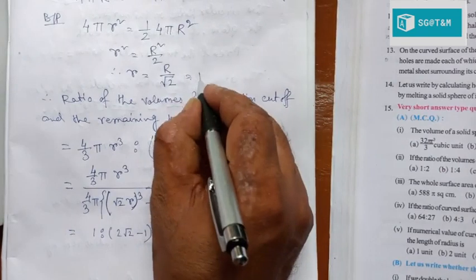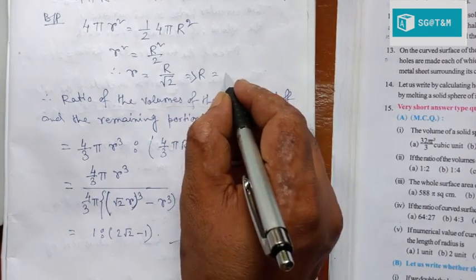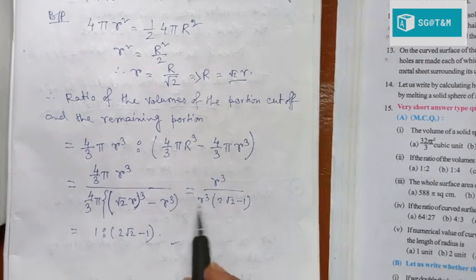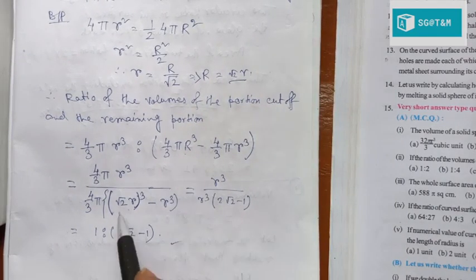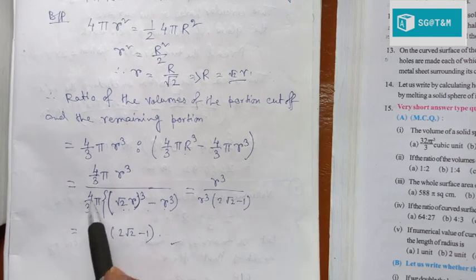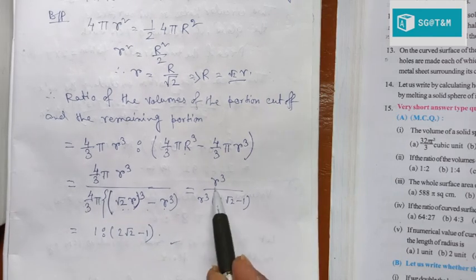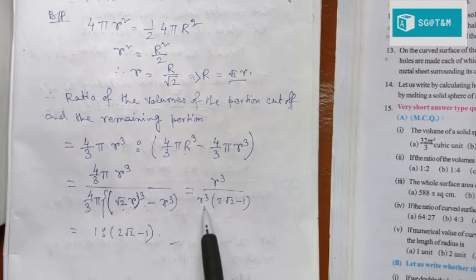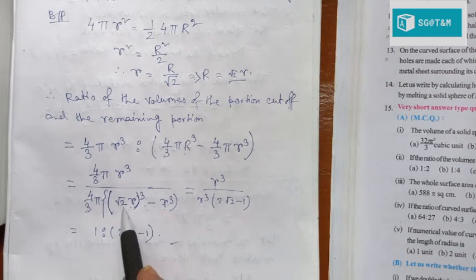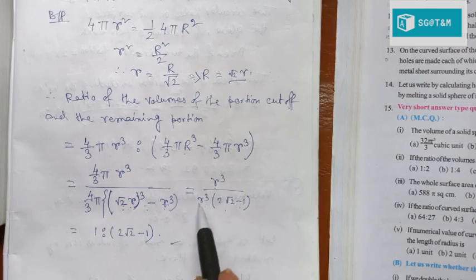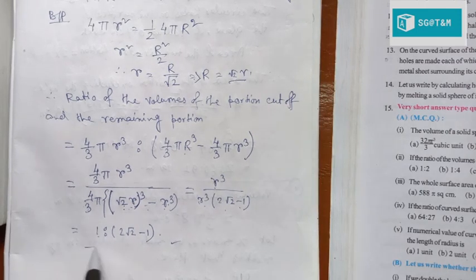Capital R is equal to how much? Capital R is equal to root 2 into small r. Put it here. Instead of capital R we write root 2 into small r whole cube minus r cube. 4 by 3 pi, 4 by 3 cancel out, r cube remains the same. Again r cube is common to both, so this is root 2 cube. Root 2 cube means 2 root 2. 2 root 2 minus 1, r cube cancels out, therefore 1 is to 2 root 2 minus 1.